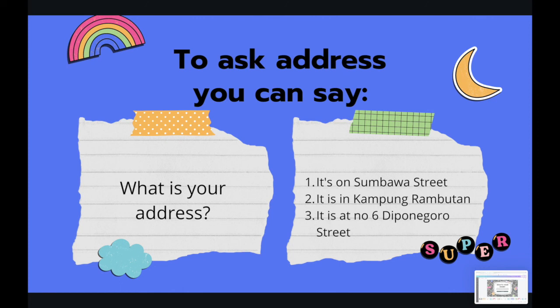Jadi misalkan Graha Raya, dia kan bukan jalan ya, dia wilayah, jadi misalnya "It is in Graha Raya." Nah kalau jalannya, Graha Raya jalan mana nih kamu tinggal. Misalkan jalan Pondok Jagung atau jalan Pondok Serut, "It's on Pondok Serut Street." Nah kalau mau nyebut nomornya duluan bisa pakai at. Oke, okay? Got it? Ya, I hope so ya.